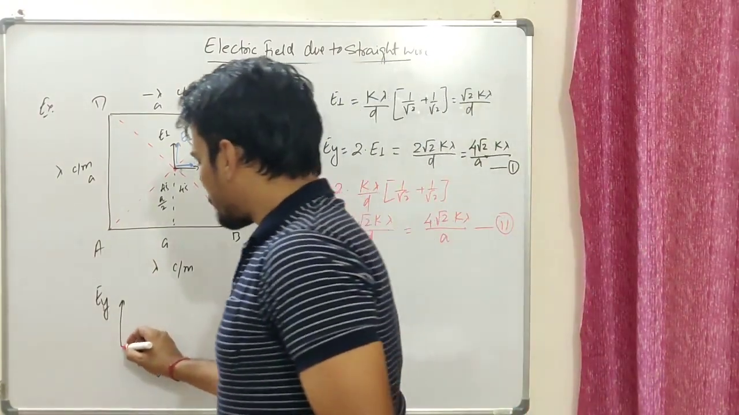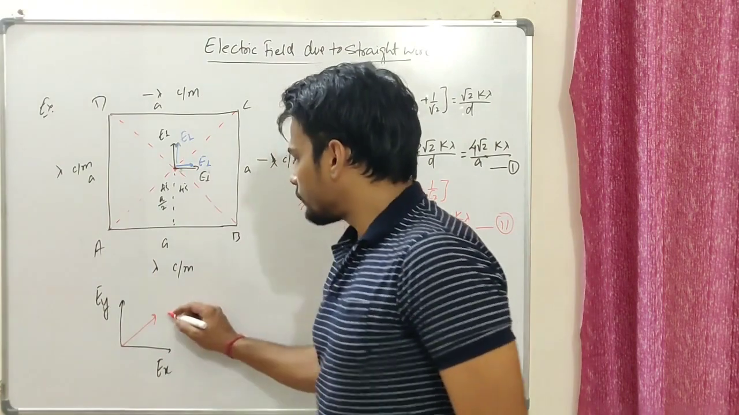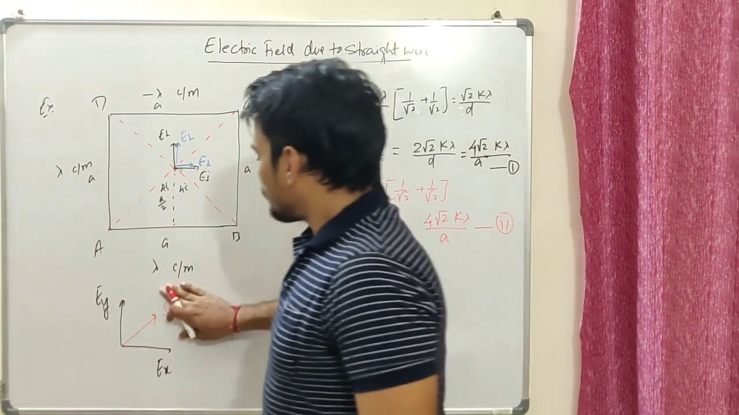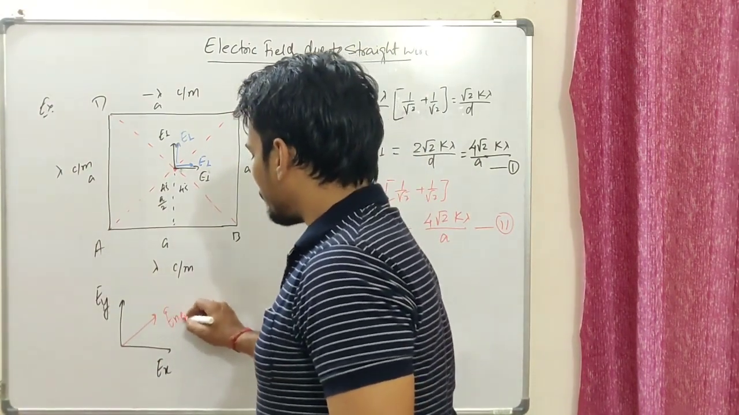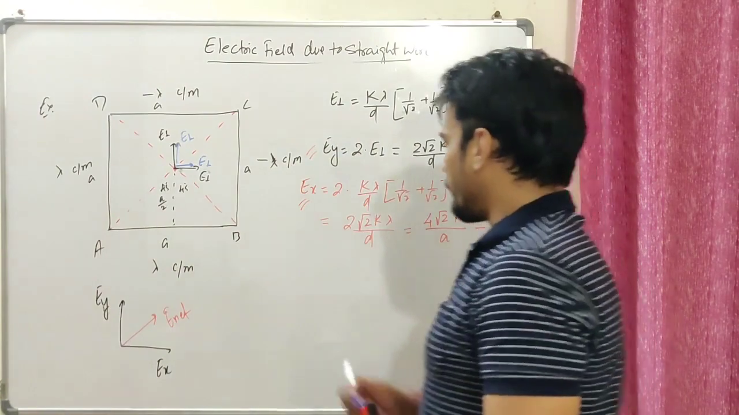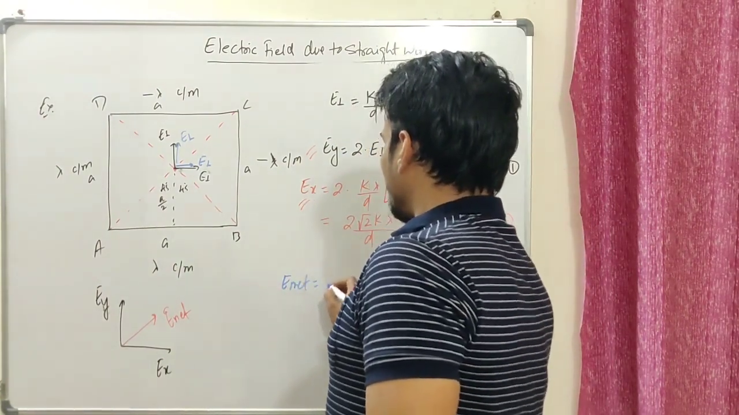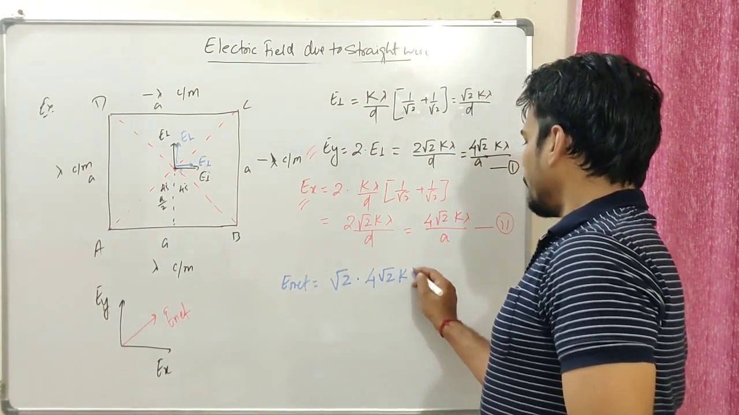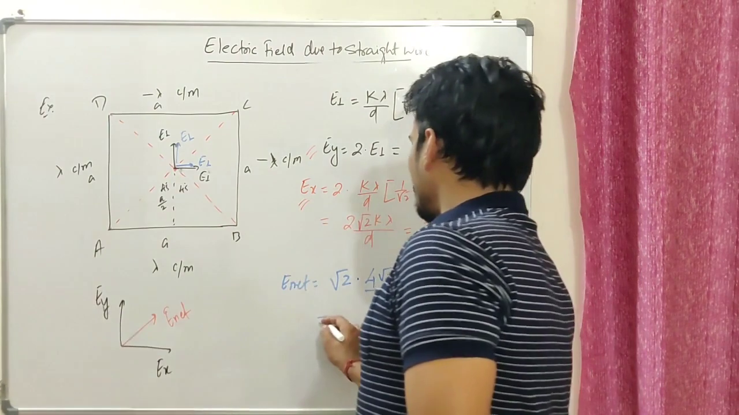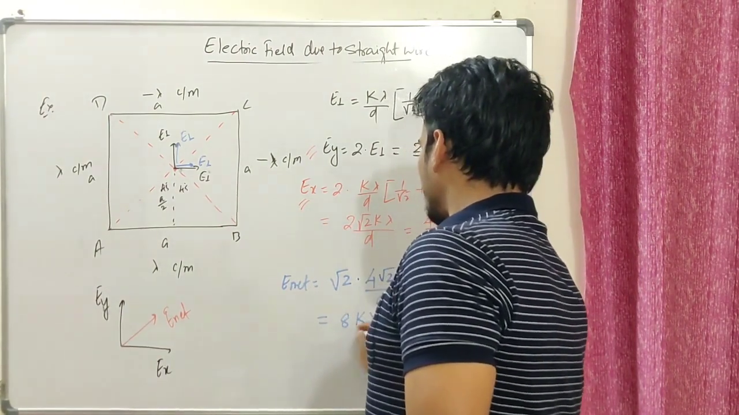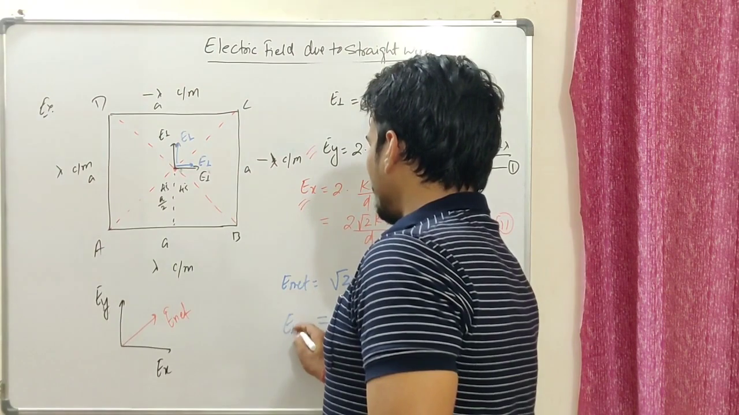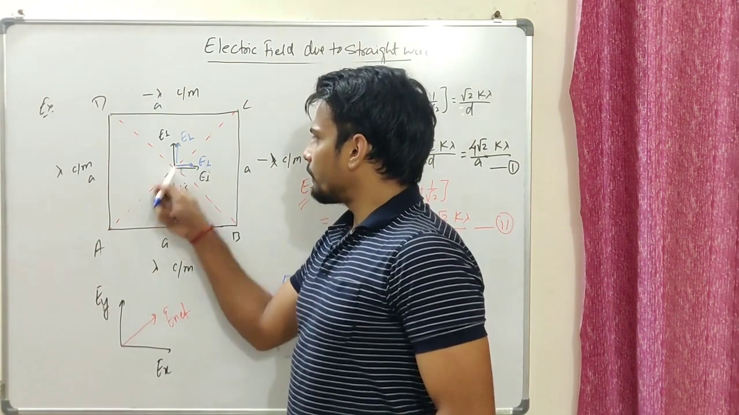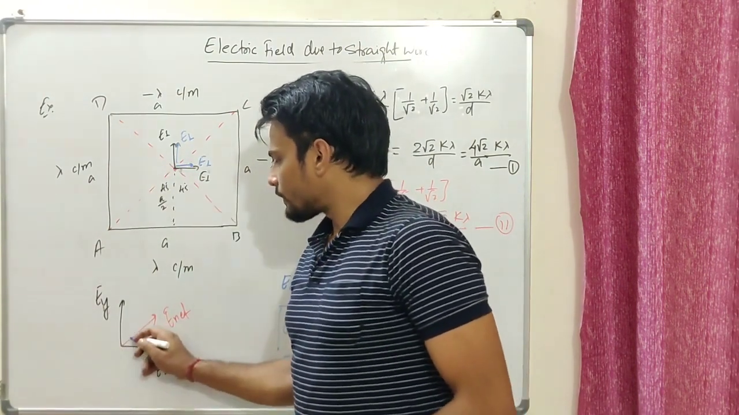So the net should be nothing but, because both are equal, root 2 times of how much? This net field. So let's find that. Let's say this is E net. So E net should be root 2 times this value, which is 4 root 2 K lambda over A. Well, that should be 8 K lambda over A, and that's going to be the net electric field at this point. And the direction is simple, along this diagonal, because both the values are equal. So this angle should be how much?